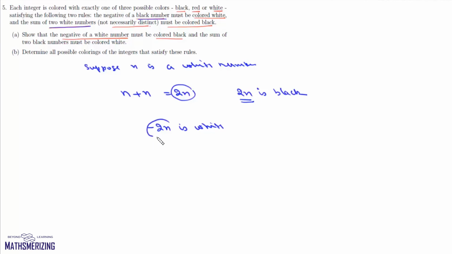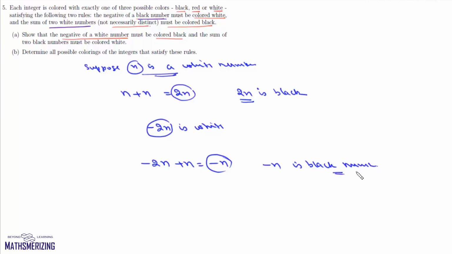Now, minus 2n is white and n is white. So, if we'll add minus 2n plus n, we'll get what? We'll get minus n, and the rule number 2 says sum of two white numbers must be colored black. So, that means this minus n is a black number. So, that's our first part. Negative of a white number is a black number.